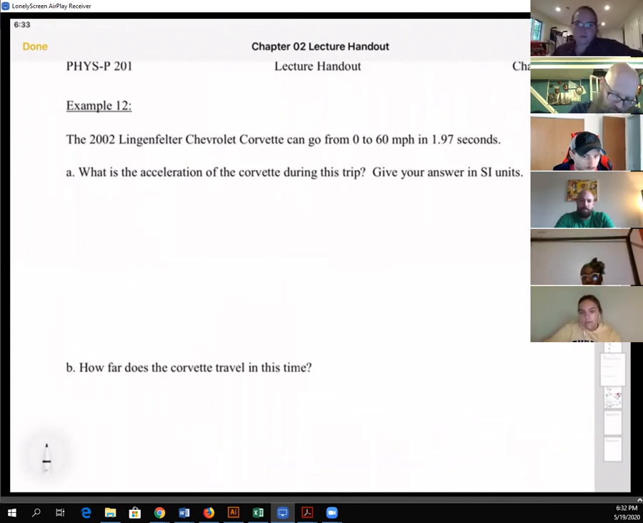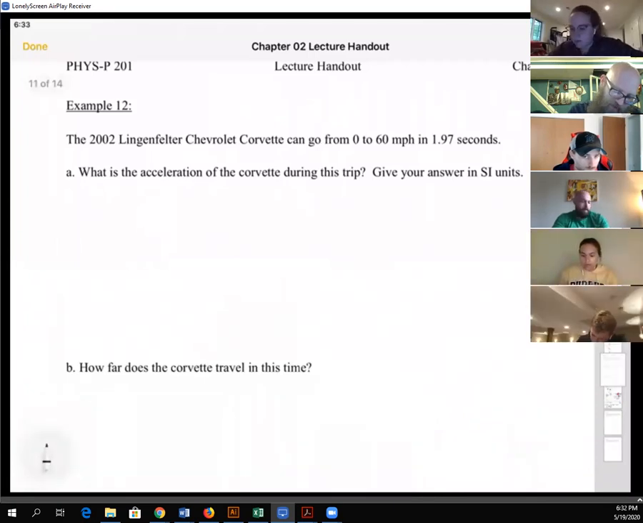So let's draw a picture. How do you draw a car? I don't know. How do you draw a fast car? I don't know. It's like sleek, right?